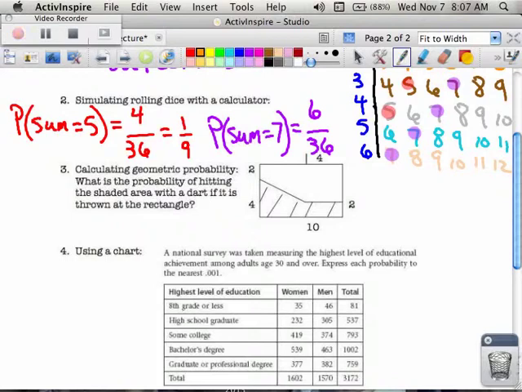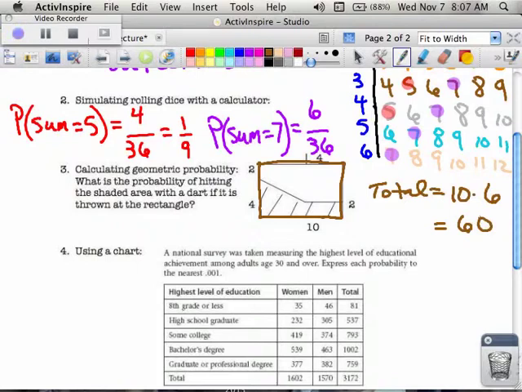If I look at all of this area, the whole area, I notice that the total is equal to the base of the rectangle, which is 10, times the height of that rectangle, which is 6. So my total is 60. This is the bottom of the fraction that we would use.